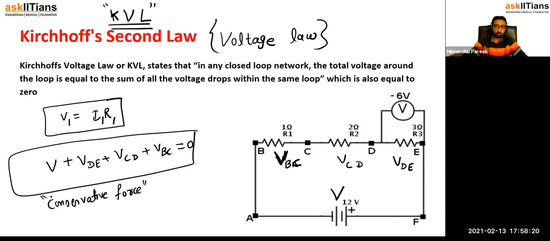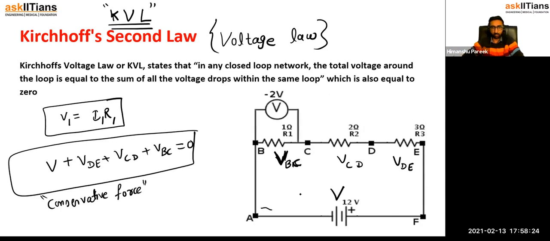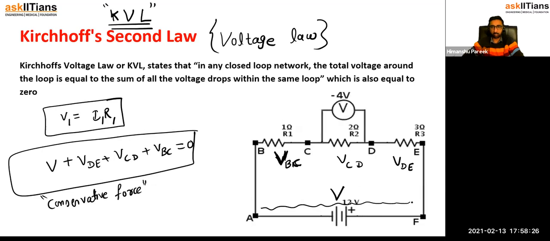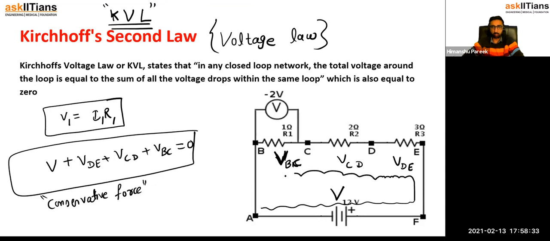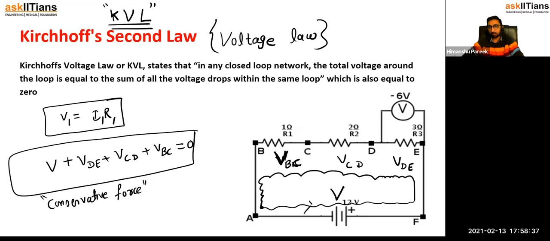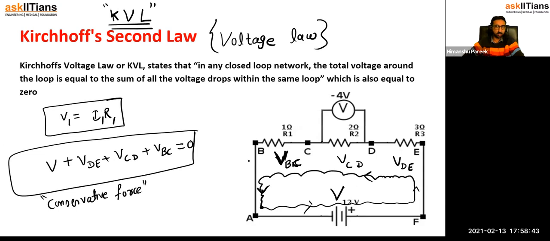Because what I'll do, I will move in a closed path, and I can start from anywhere. Let's say I start from here. I will write down the potential differences across the battery, then the potential difference across resistor 3, then resistor 2, then resistor 1, and then I come back. So when I come back, what I see is that it's a closed path. If it is a closed path, the work done has to be equal to 0, right? Because it's a conservative force. So that's what the meaning is.